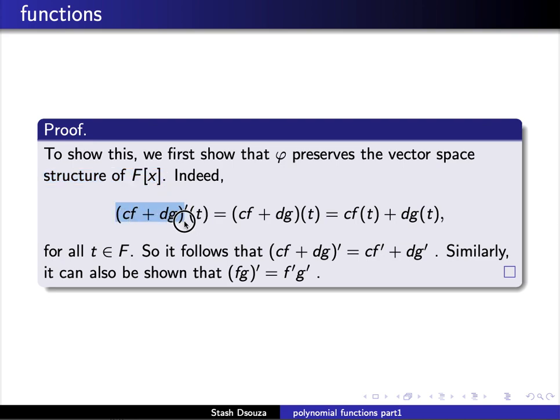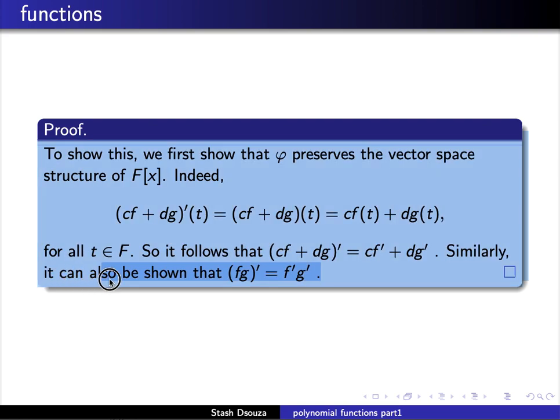Indeed, (cf plus dg) prime evaluated at t is equal to (cf plus dg) evaluated at t as polynomial expressions. That then simplifies by the expansion of the bracket as cf of t plus dg of t for all t in F. And finally, it follows that (cf plus dg) prime is equal to cf prime plus dg prime, because this function is cf prime and this dg at t is nothing but dg prime.